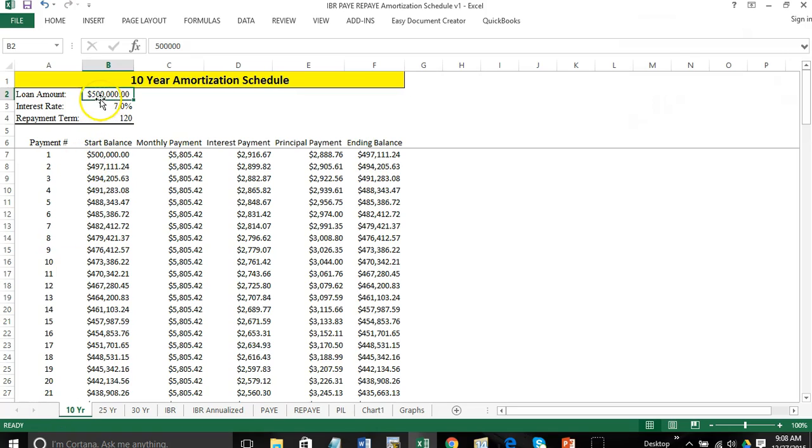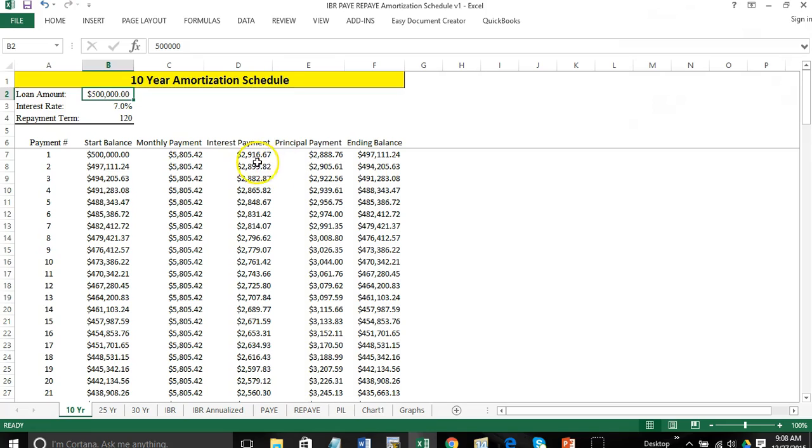So if you have $500,000 outstanding at a 7% interest rate and a repayment term of 10 years, 120 payments, these would be your monthly payments, about $5,800. The concern here is how many of you can afford a $5,800 per month payment. Probably very few of you.